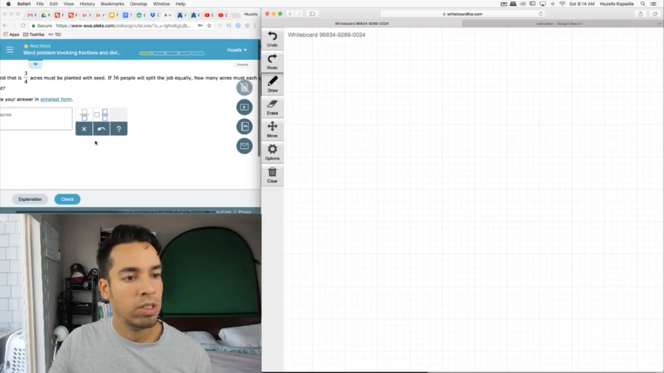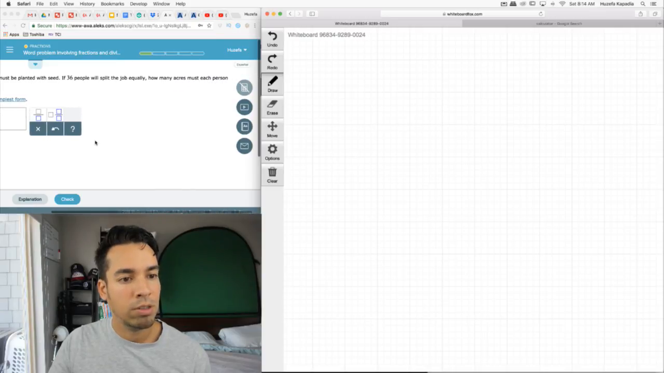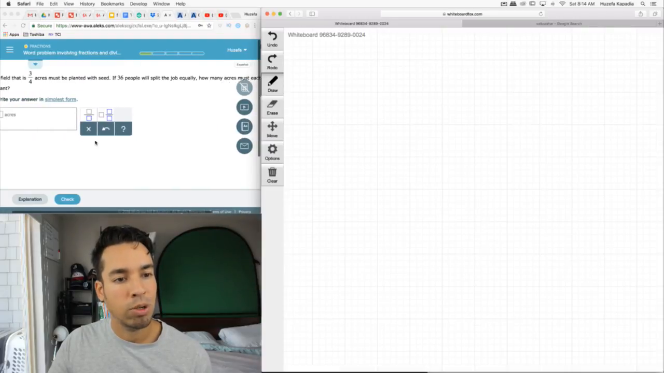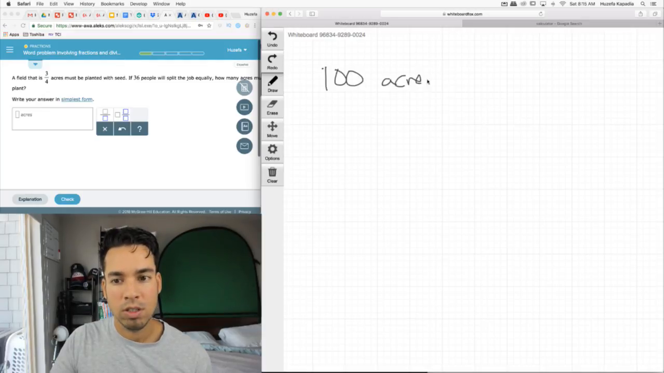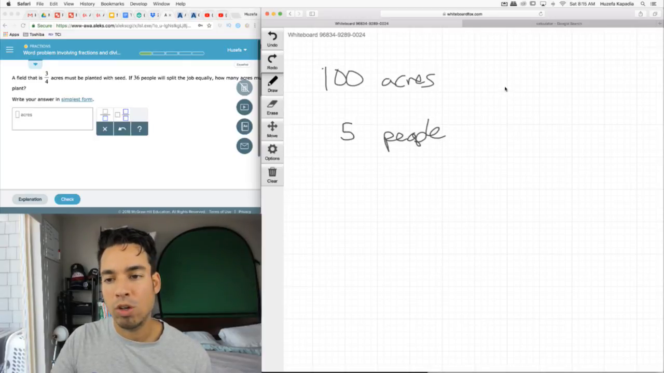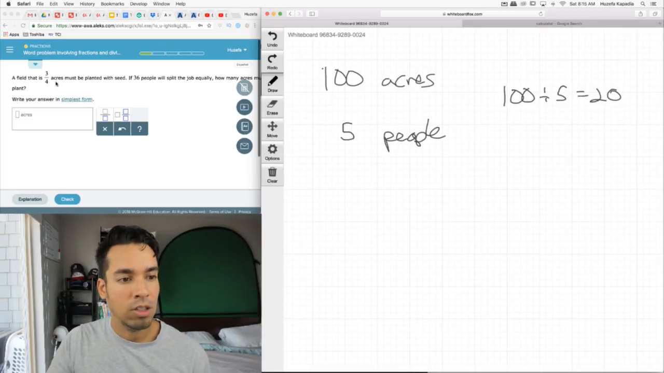A field that is 3/4 acres must be planted with seed. If 36 people will split the job equally, how many acres must each person plant? So again, I'm going to change the numbers up a little bit. We have 100 acres, and there are 10 people. Now let's change it to 5 people, splitting it equally. How much will each person do? You can quickly see it's 100 divided up by 5, which equals each person is going to do 20. So that makes sense. Now let's go to the same thing.